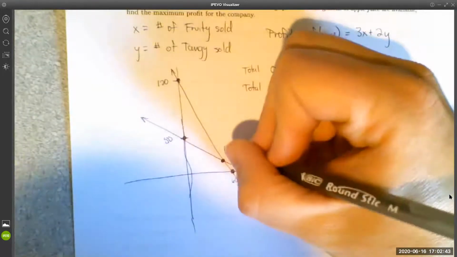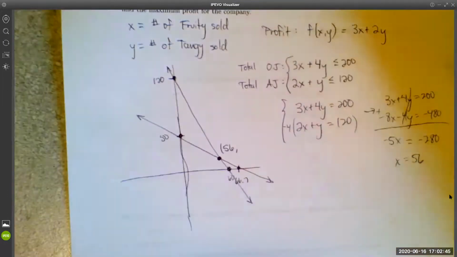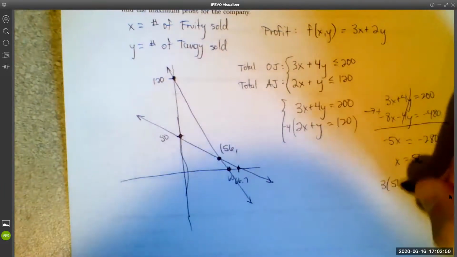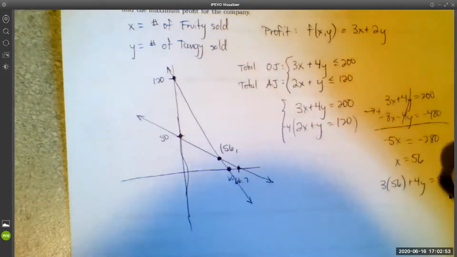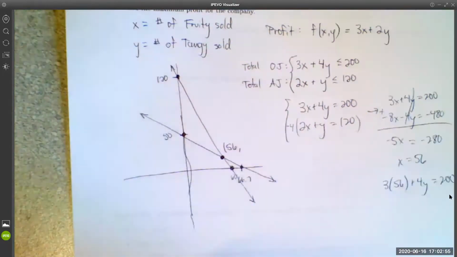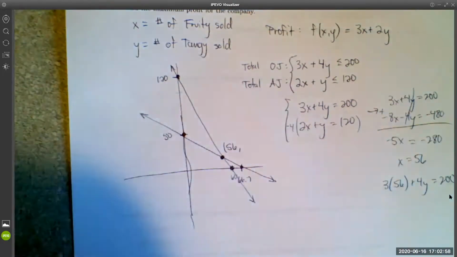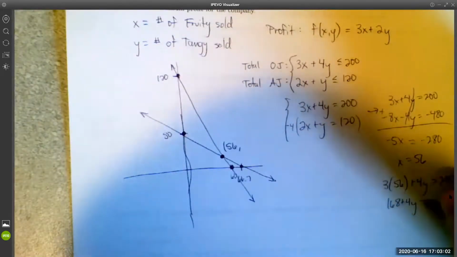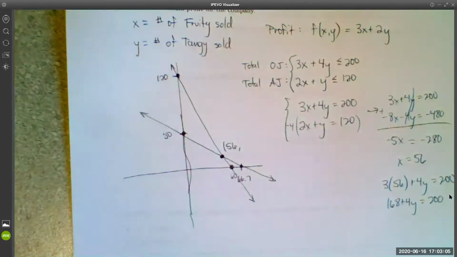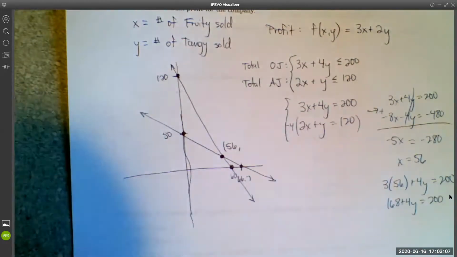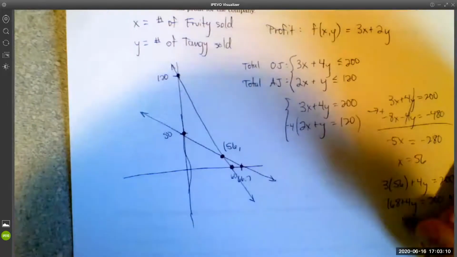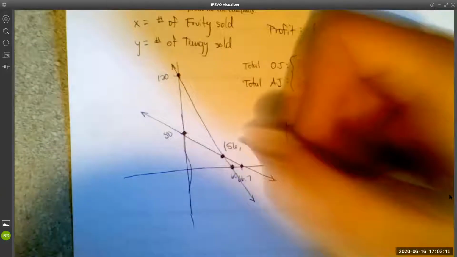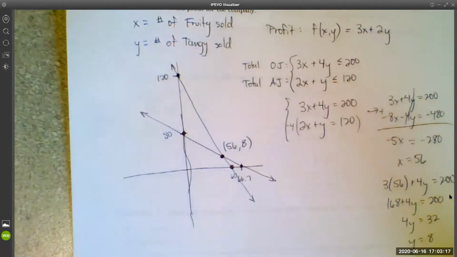Okay, so this is the point 56. And then what's y? Well, I can plug it back in somewhere up here. I can say 3 times x plus 4 times y equals 200. 3 times 56 is 168. And I get 32 when I subtract the 168 over. Okay, so y equals 8. I can do that one in my head at least. So there's my corner point.